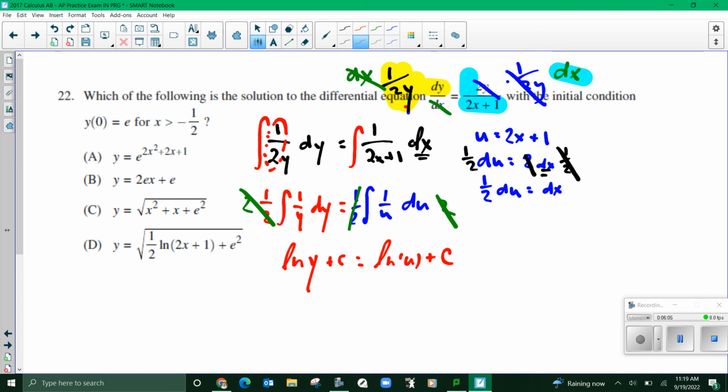Okay, these are separate. The c is not getting involved with the natural log here. One step before I go even further, I have to substitute back in for my u, meaning u was 2x plus 1. So I need to put 2x plus 1 back into the equation. Okay? So I've got the ln of y plus c.